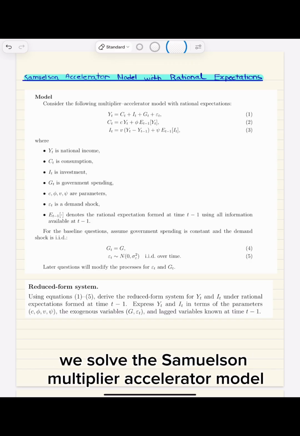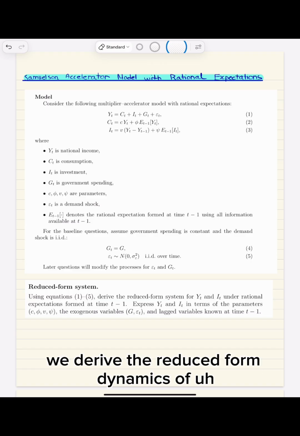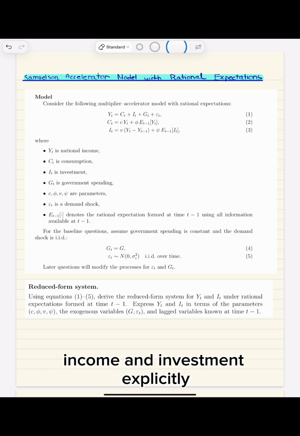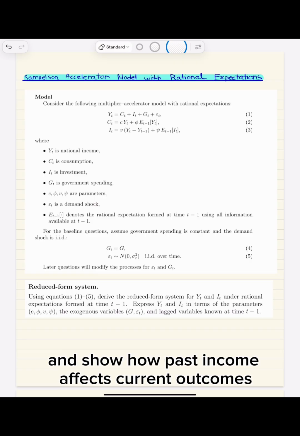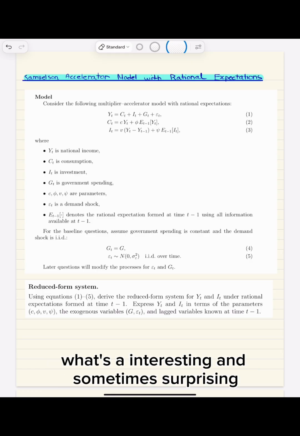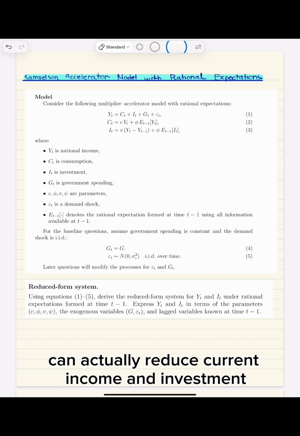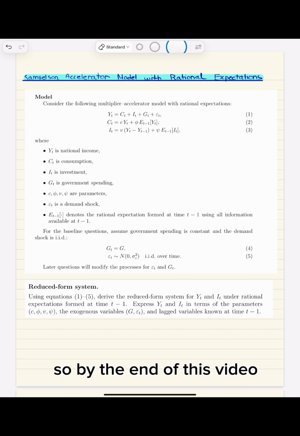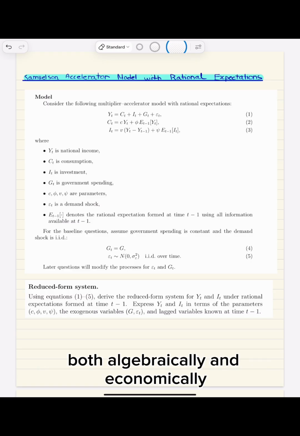In this video, we solve the Samuelson Multiplier Accelerator model under rational expectations. We derive the reduced form dynamics of income and investment, explicitly solve expectations, and show how past income affects current outcomes. What's interesting and sometimes surprising is that higher income last period can actually reduce current income and investment. So by the end of this video, you will understand exactly why that happens, both algebraically and economically.